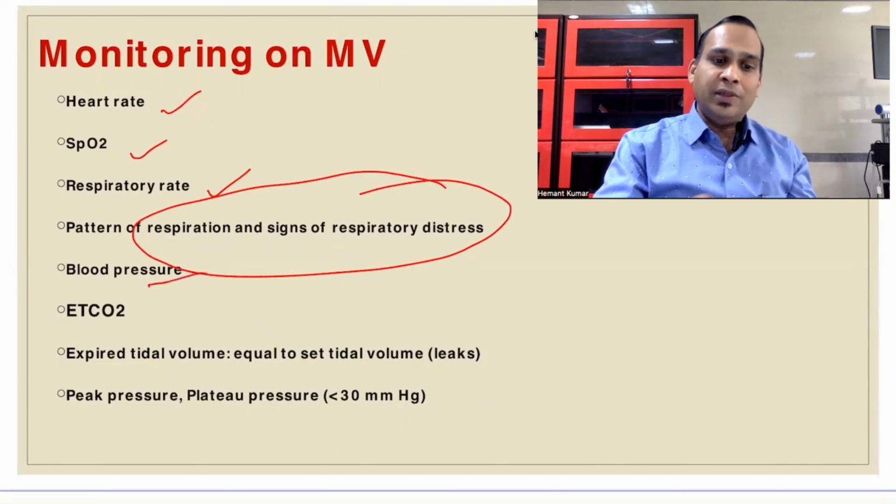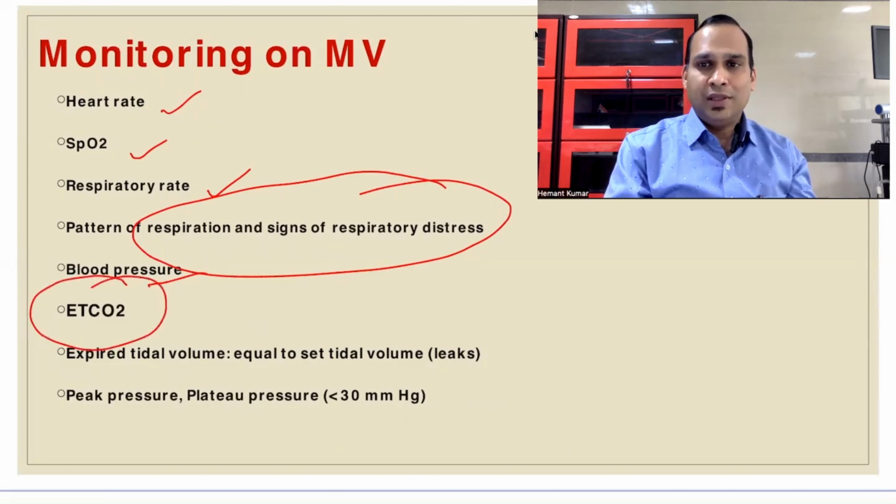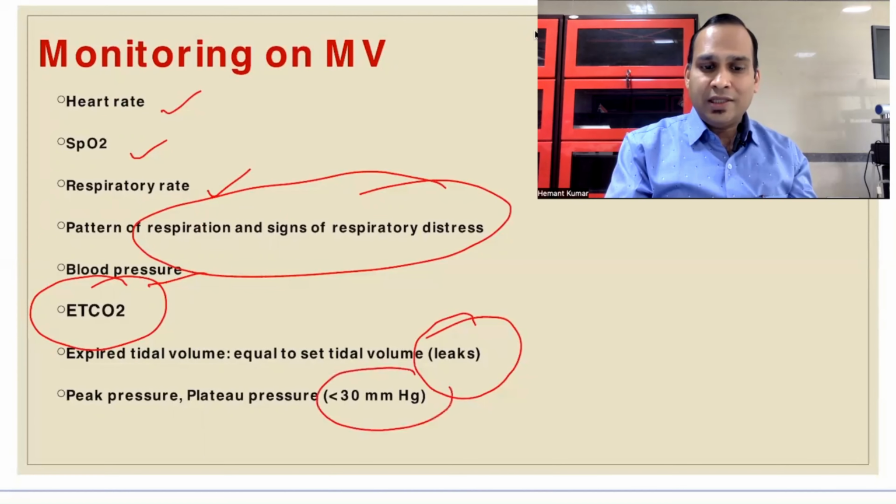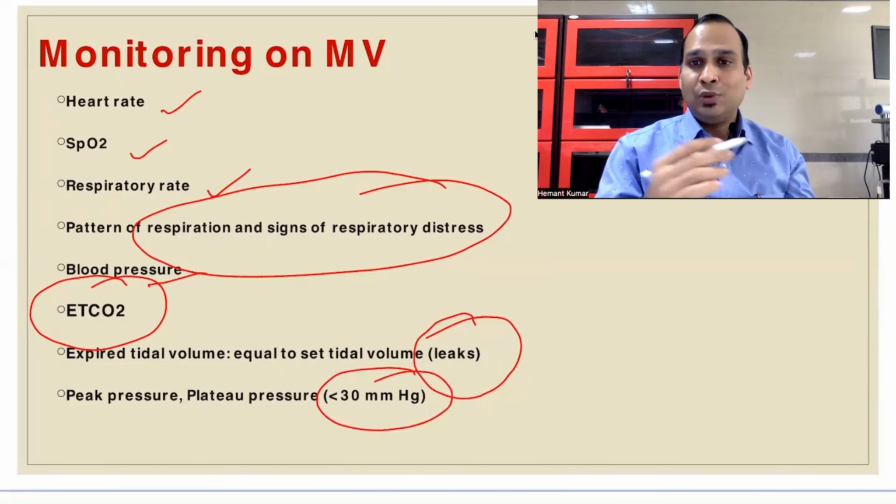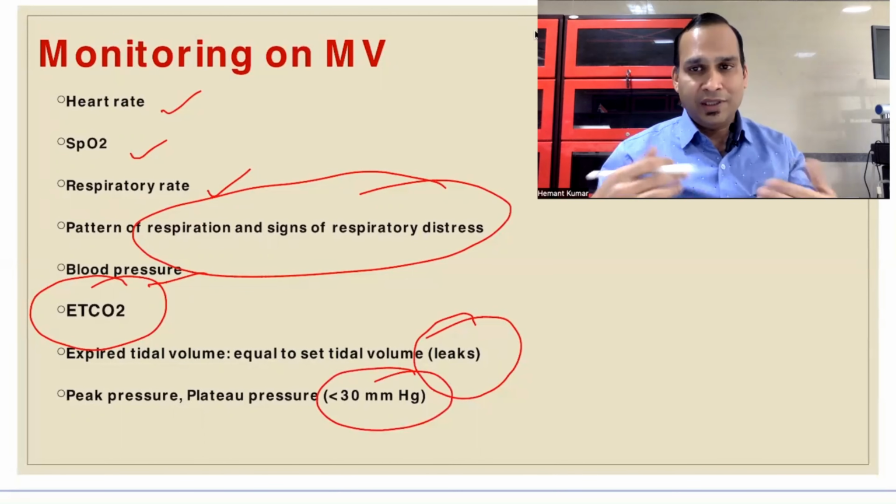We have to monitor blood pressure. We have to see carbon dioxide also, by EtCO2 or manually by ABG. We have to look for leaks. We will discuss that in further slides. And we have to check that our plateau pressure is below 30, because above 30 it can create barotrauma.